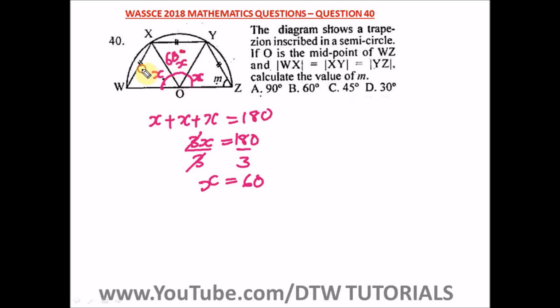60 degrees. This is 60 degrees, and this is also 60 degrees. So these sides are equal. Since we know this angle is 60 and these sides are equal, this is an isosceles triangle. And remember, in an isosceles triangle, the base angles are equal. So this x will be equal to M, and we have gotten our x as 60 degrees. So it means that M is equal to 60 degrees. So this is our answer, and our right option here is option B.